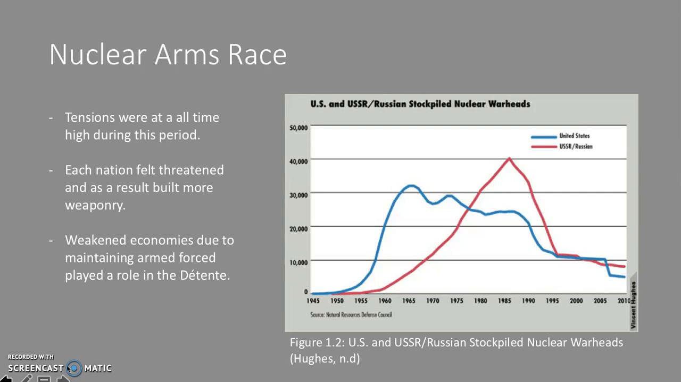Chris Truman stated that the high cost of building and maintaining armed forces was one aspect that led to the détente. The nuclear arms race strained relations between the Soviet Union and the United States, however, was one of the factors that led to the détente, and as seen in Figure 1.2, a dramatic drop in warheads produced was seen in the final stages of the Cold War.